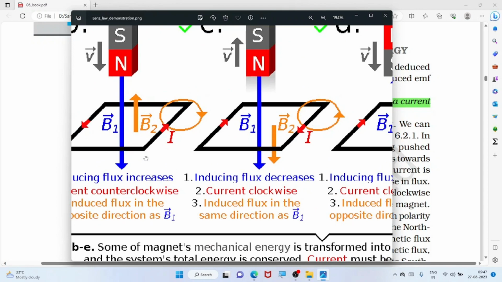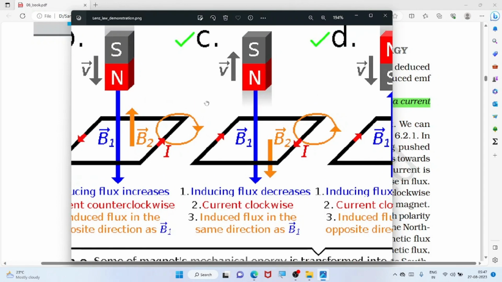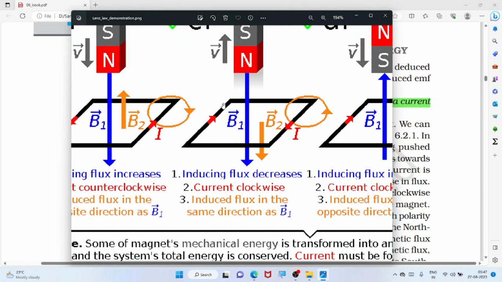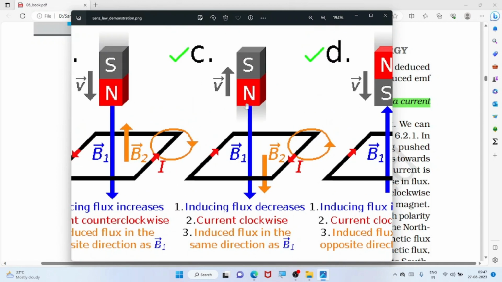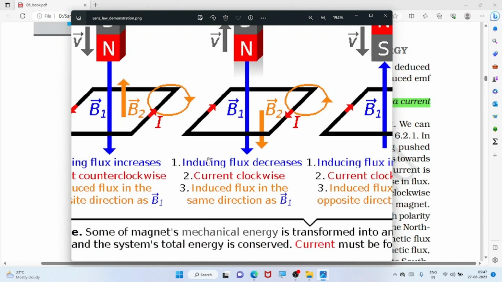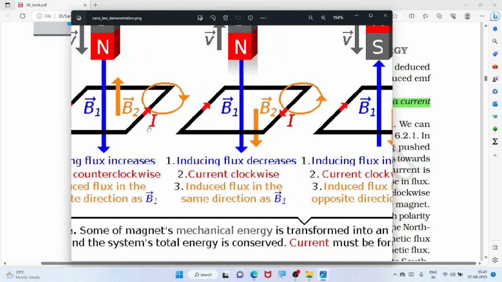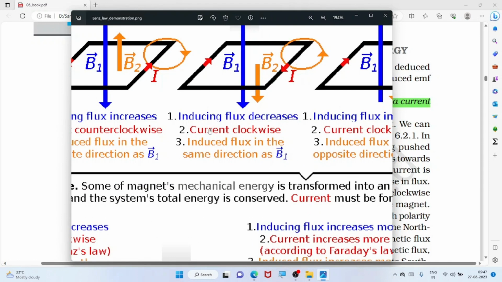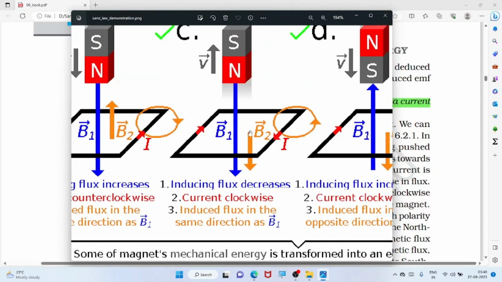So in this case, you see, the flux decreases because we are moving the magnet up, away from the coil. The current is clockwise here, counterclockwise there, because the magnet is moving away. The induced flux is in the same direction as the original flux, so it will offset the decreasing flux; it will try to maintain and resist the change in the flux.